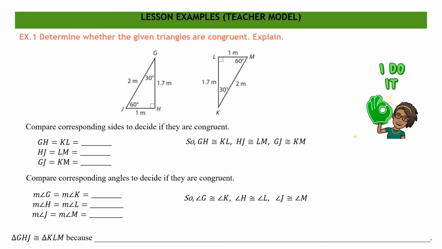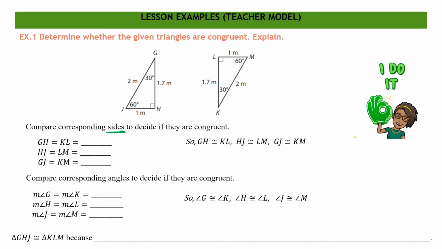So the first thing we have to do is compare the sides of the triangle, determine if these sides are in fact corresponding and congruent. Remember, corresponding means that we have the sides matched up from both of the triangles based on the order in which they are given. So if I look at the first pair of sides, we have GH and KL.